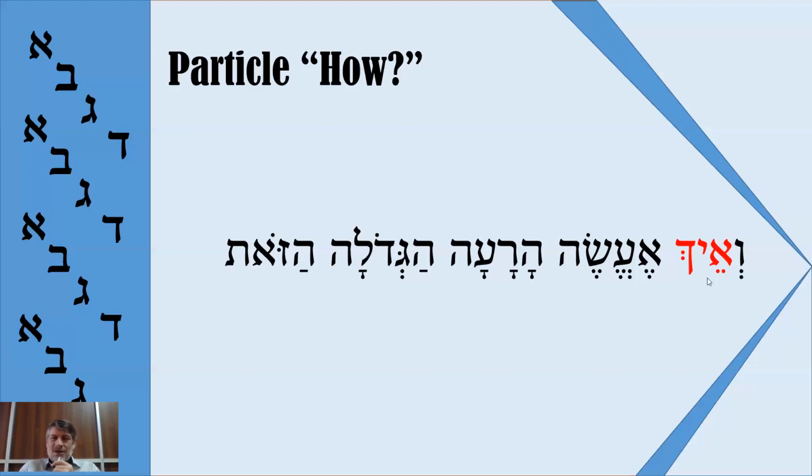Very well. So the "eich" is how. "Eese" is from "asa," to do, and aleph is an indicator of the first person singular. So how I will do, or how shall I do. "Ra" or "ra'a" means evil, and "hazot" is feminine, so this evil, and "gedolah" is a big one, or great one. How shall I do this great evil? This great evil. Yes. Okay, very well.